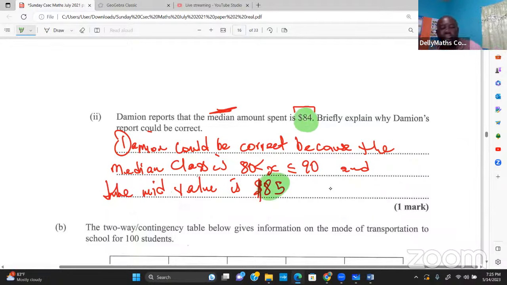Of course, he could be correct because his number is from the class for the median, and they're referring to the median here. If it fell out of the class, it could never be correct. But if it is within the class, he is within reach of that. So yes, it could be correct, and that's the reason. The main thing here is that Damien's prediction is within the median class, and that is what you want to represent.